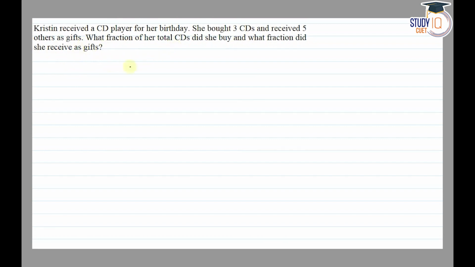So firstly, हमें given है number of CDs she bought. So हमें given है 3.